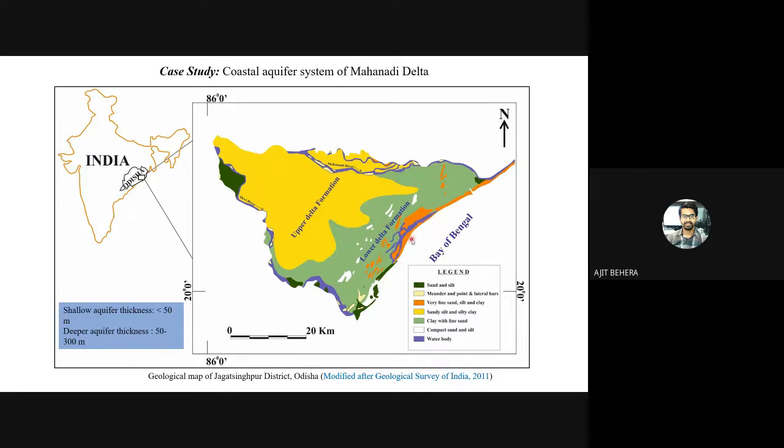So basically we try to model this total coastal aquifer system of the Jagatsinghpur area. Here we have only considered the shallow aquifer, whose thickness is less than 50 meter. We can also model the deeper aquifer, but due to unavailability of data, we could not model it. So here we have focused on the shallow aquifer only.